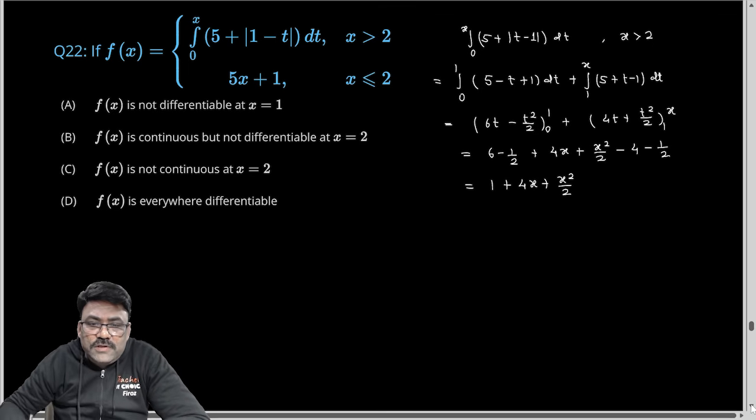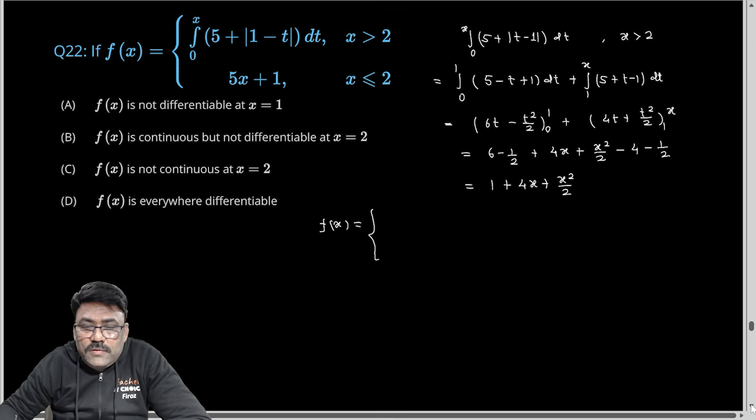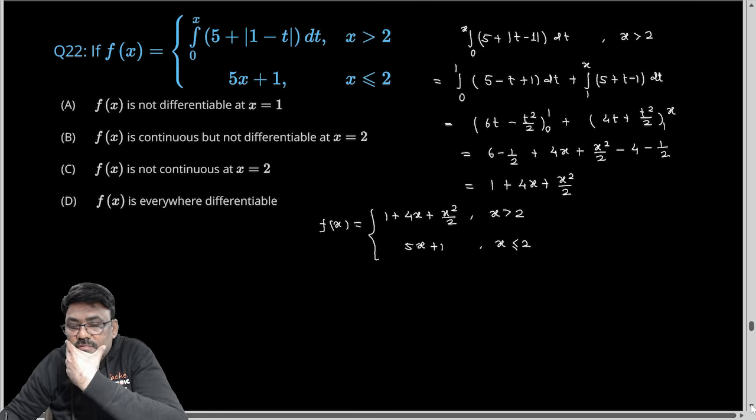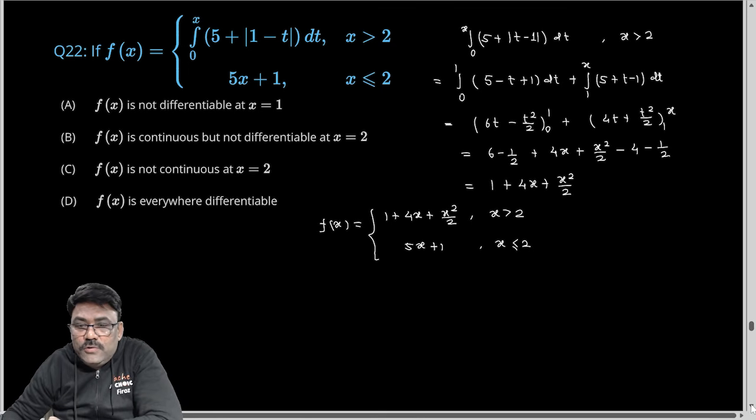So now I can say that my function is 1 plus 4x plus x square by 2 when x is greater than 2. And for x less than or equal to 2, the function is 5x plus 1. Both rules are polynomial, always continuous and differentiable. So you have to check the continuity and differentiability at 2 only.